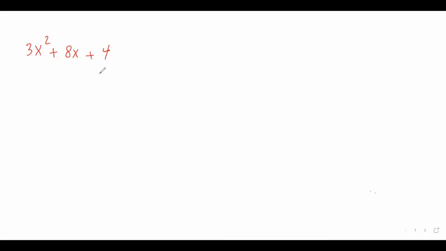The first thing we need to do is to find two numbers which their product is a times c. So let me draw the x. I'm looking for two numbers which their product is a times c, in this case 3 times 4, which is 12, and their sum should be 8, the b value. So what are those two numbers? Those two numbers are 6 and 2. 2 times 6 is 12, 2 plus 6 is 8.